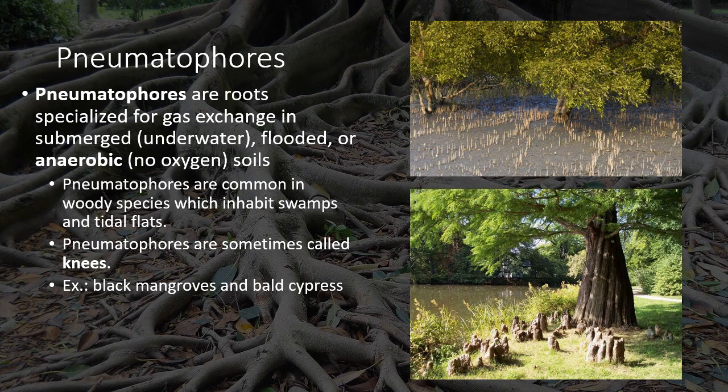So if you look at this top image, this is a black mangrove, and we can actually figure out where its main roots are based on the lines of pneumatophores, or these little air-breathing roots, these snorkel roots almost, that are popping up out of the mud on this tidal flat. The bottom image is of a bald cypress.